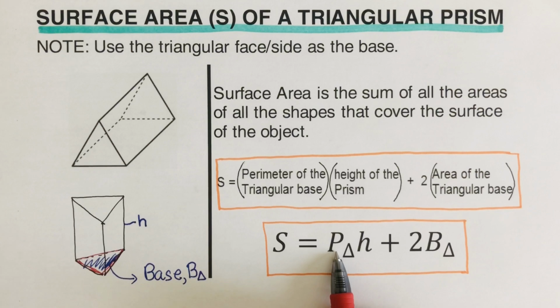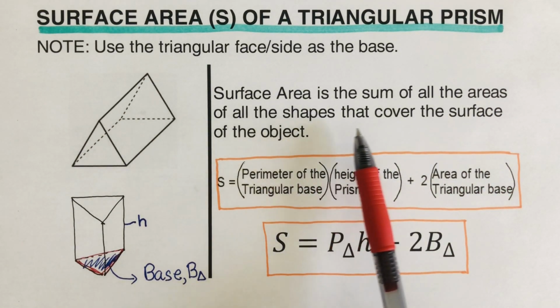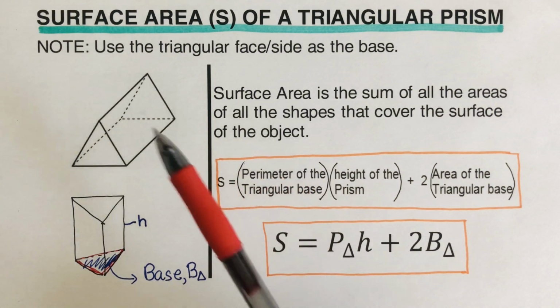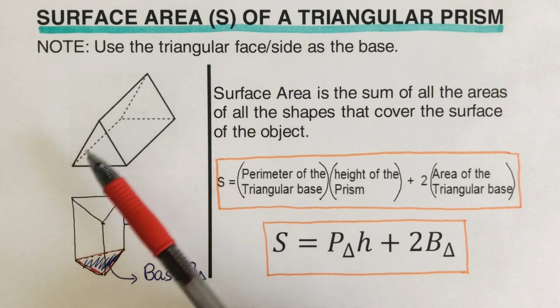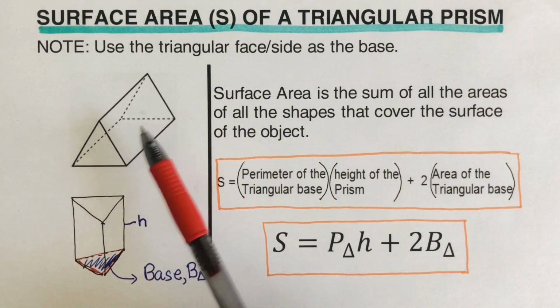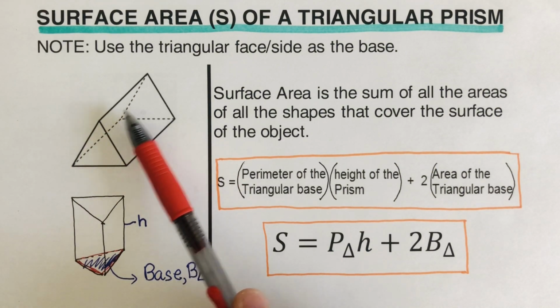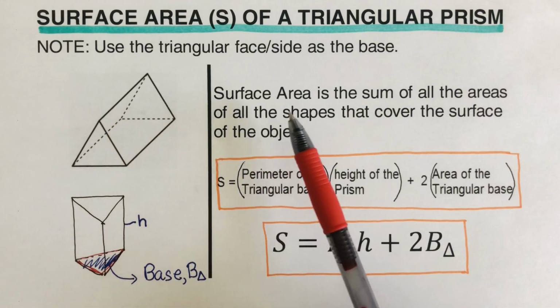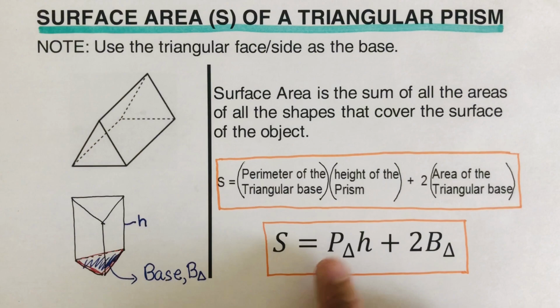Surface area of any solid is the sum of all the areas of all the shapes that cover the surface of the object. In here there are two triangular faces and three rectangular faces that cover this prism. If we add the areas of those five shapes, that would be the total surface area for this triangular prism. So we're going to use this formula right here.